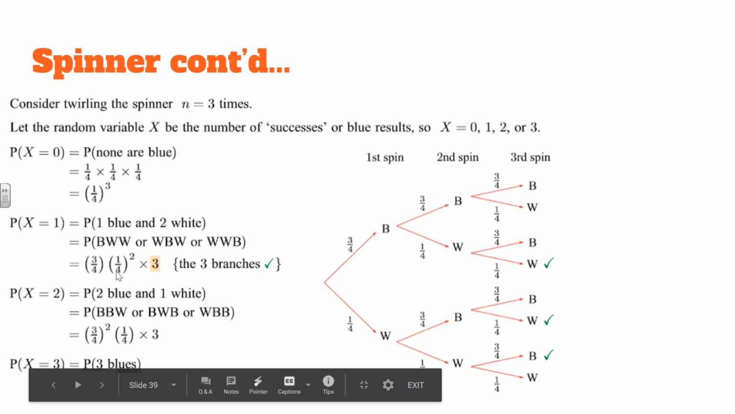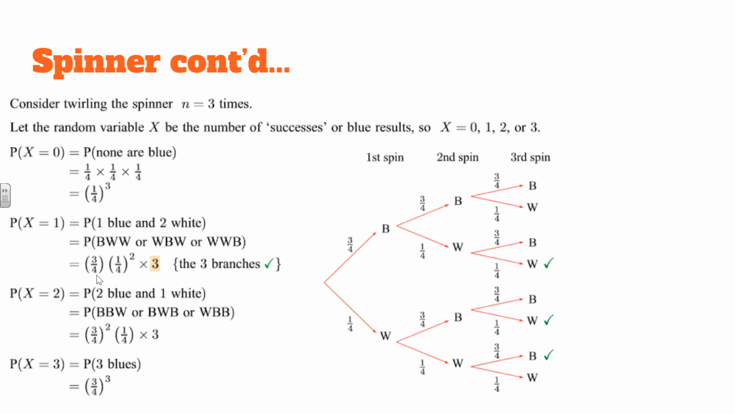So what we're going to do is take that 3/4, which is the probability of getting one blue, times 1/4 squared because we have 2 whites, but then we're going to multiply by 3 because there's 3 different ways that that could happen. So we can multiply all that out to figure out the probability of getting x equals 1.